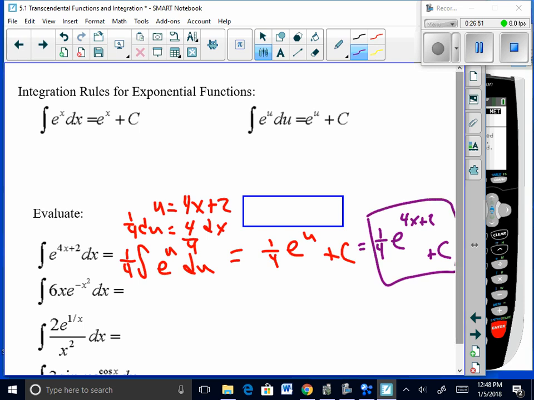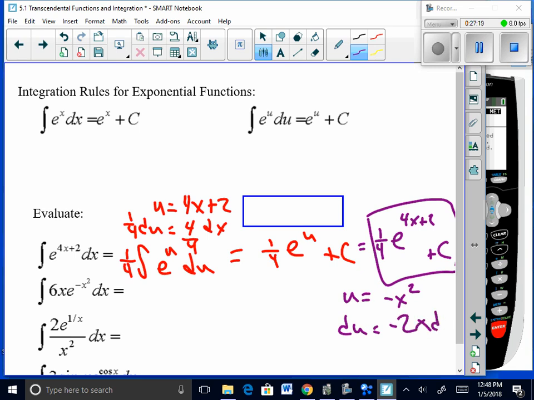So when you're doing the ones with the e's, you do have to make sure that the derivative of the u is in the problem. Okay? If it's not, do it as a u substitution or times by a constant to make it be there. Okay, so the next one, what would be the u on the second problem? Good, negative x squared. So what is the derivative of negative x squared?